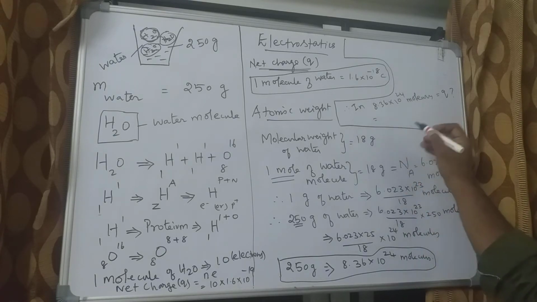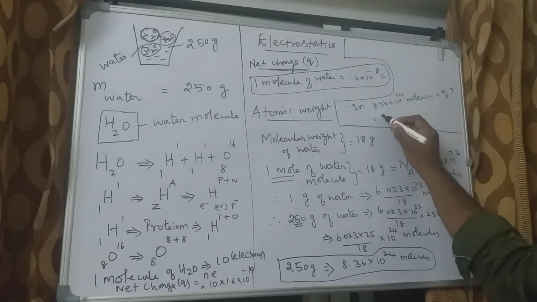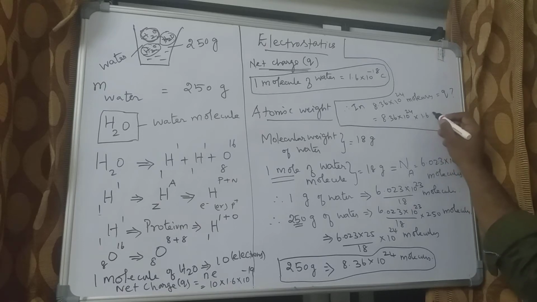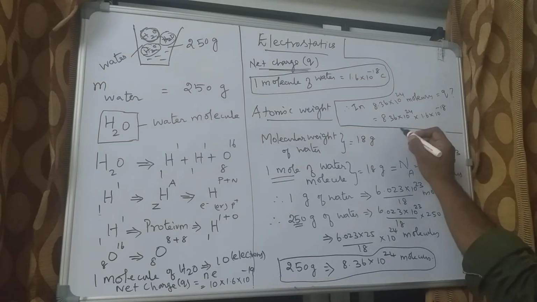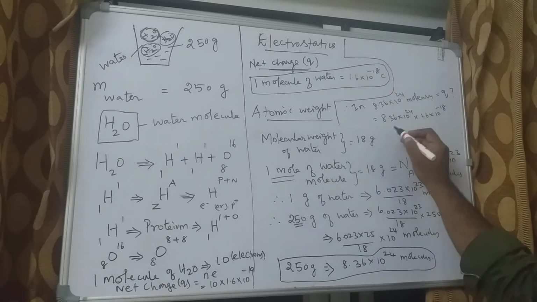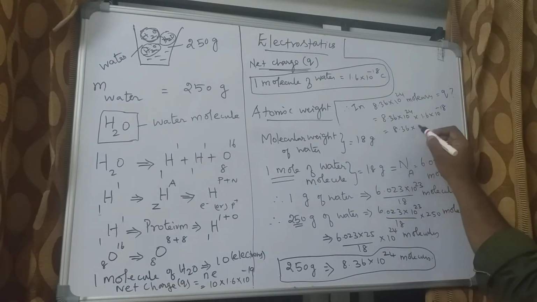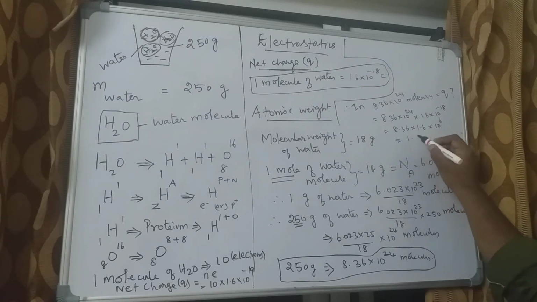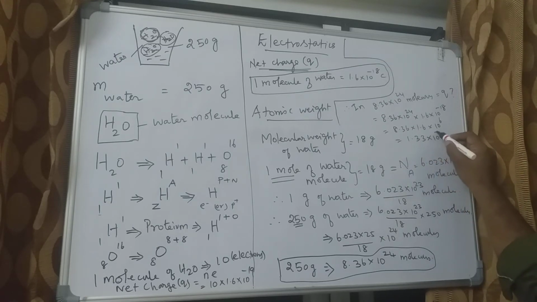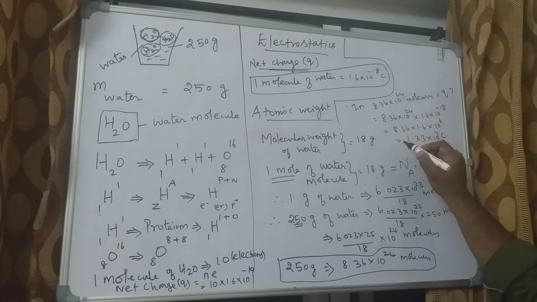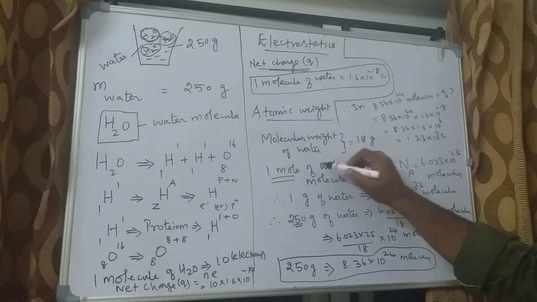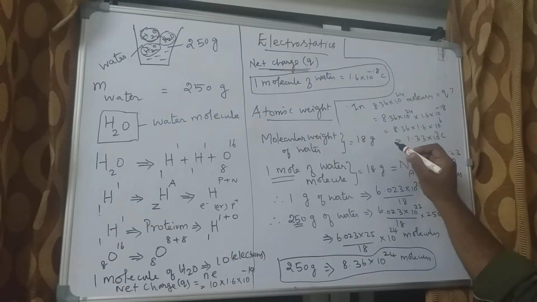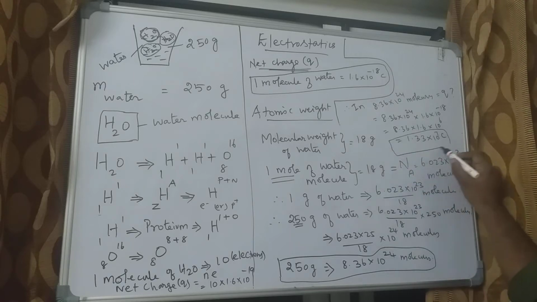That is nothing but 8.36 into 10 to the power 24 into 1.6 into 10 to the power minus 18. So, this is equal to 8.36 into 1.6 into 10 to the power 6, or we can simplify it further, that is 1.33 into 10 to the power 7 coulomb present in this 250 gram of water. So, this is the charge that is present in 250 gram of water.